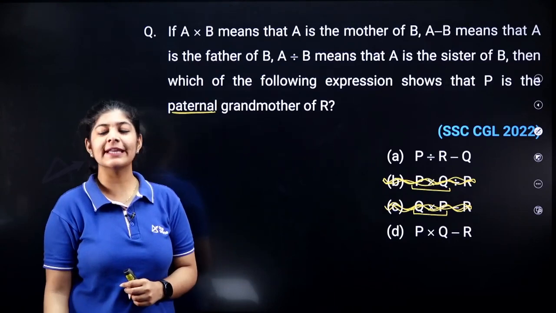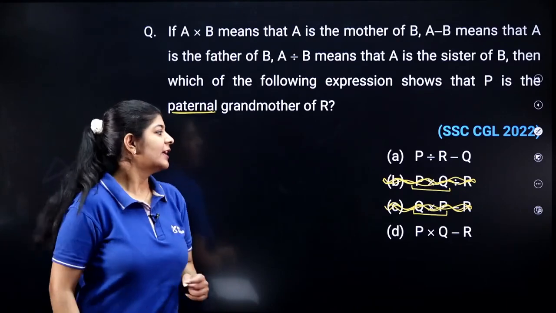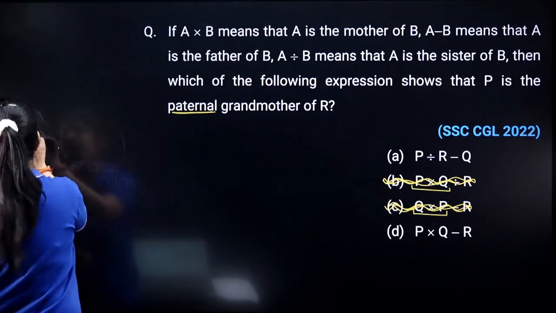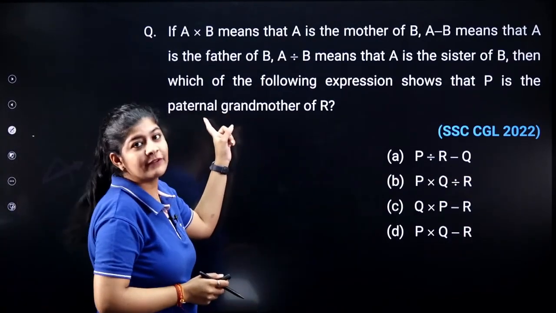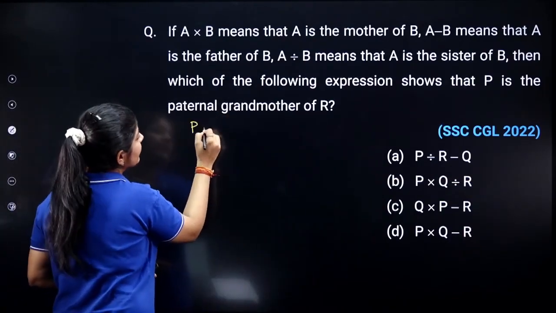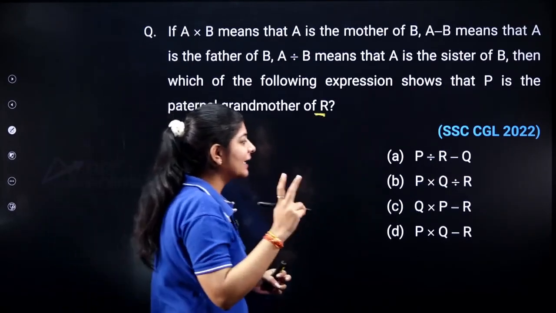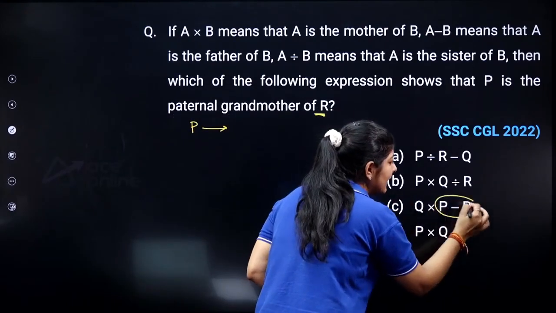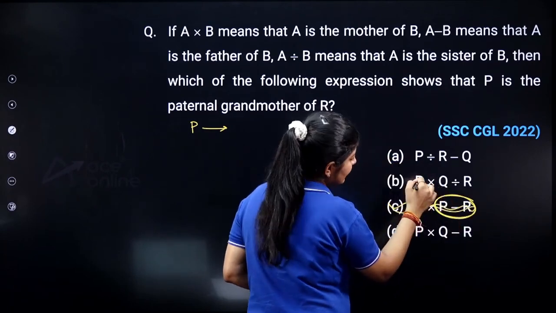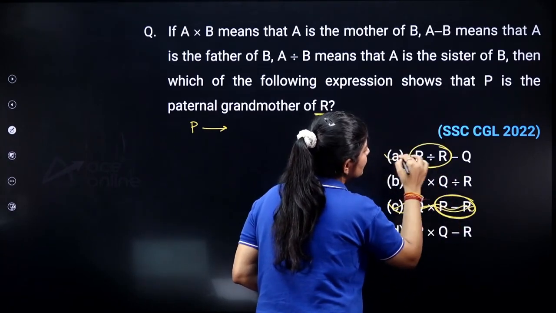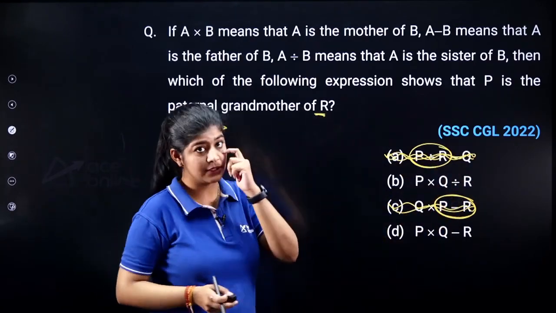Option number C is already eliminated. Why are all of you answering option number C? If you see the options carefully, what do we need to determine? We need to determine that P is the parental grandmother of R. That means R and P are not directly linked. Here P and R are directly linked, so we can easily eliminate this option. Sorry, I guess I eliminated this option. This option is also eliminated because they are directly linked. Now you only have to check 2 options, right?